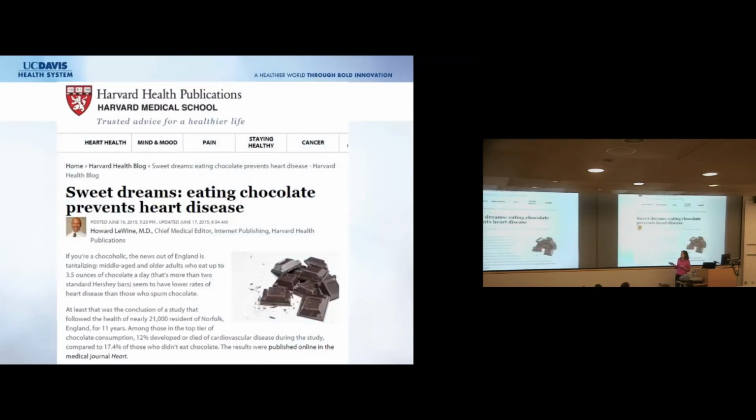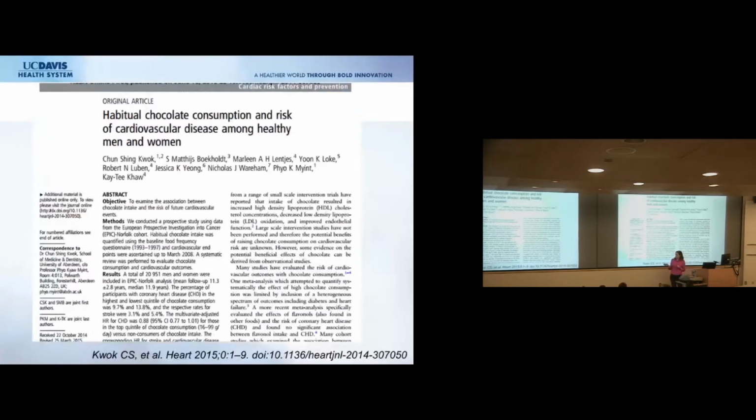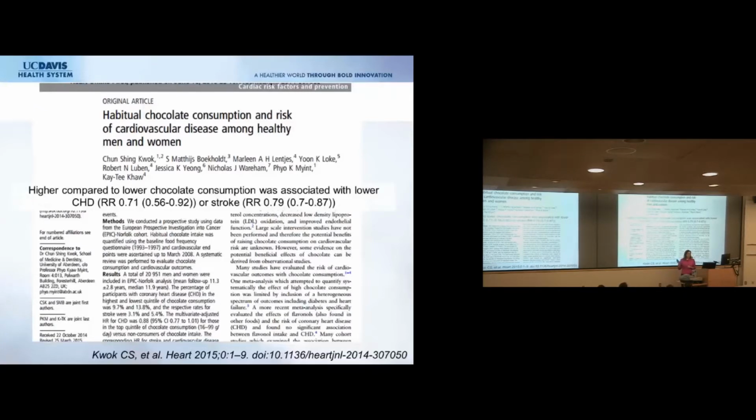So this is a blog that was posted last summer talking about how eating chocolate prevents heart disease, okay? And this blog was based on this study from the journal Heart, which was a study of over 20,000 patients that looked at the amount of chocolate that people consumed and their risk factors for cardiovascular disease and their incidence of MI and stroke, okay? And what they found was that the higher compared to lower chocolate group was associated with lower coronary disease and lower stroke rates, okay? So does that mean that eating chocolate prevents an MI?